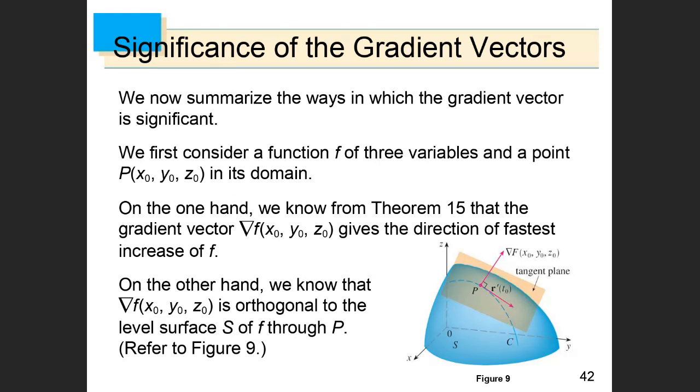Now let's talk about the significance of the gradient vectors. We now summarize the ways in which the gradient vector is significant. We first consider a function f of 3 variables and a point with coordinates x0, y0, z0 in its domain. On the one hand, we know from theorem 15 that the gradient in fact gives the direction of the fastest increase. On the other hand, we know that the gradient at x0, y0, z0 is orthogonal to the level surface, which is tangent to the level surface S of f through the point P.